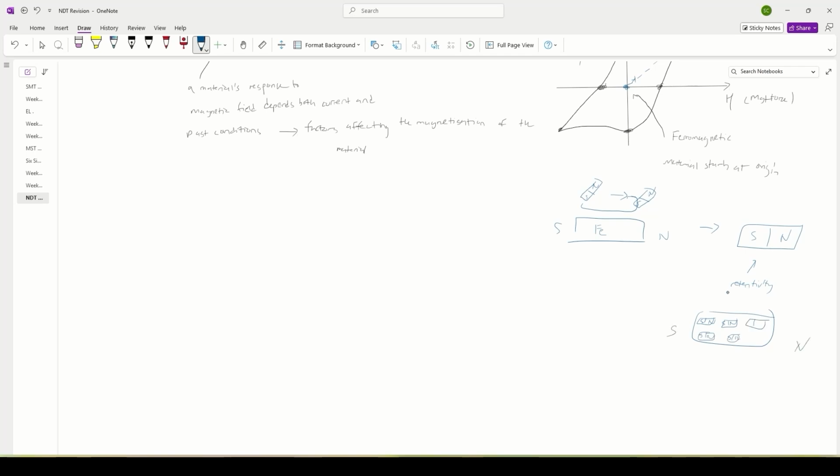So this is called saturation, in which the magnetic fields are already aligned. Further magnetization just makes the magnetic field strength the same.